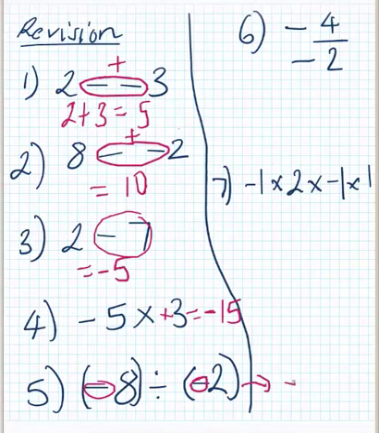Now, I'll do the answer here. So first of all, what's 8 divided by 2? 8 divided by 2 is simply 4. And it's a positive 4, because two negatives will come together to make a positive. You can put positive 4, or it can be invisible.